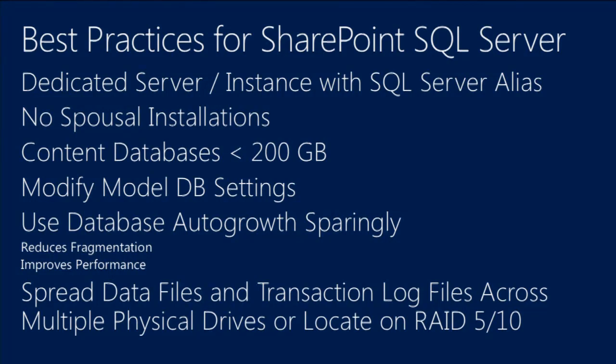Modify your model DB and your temp DB on the initial size and the auto growth settings. And for the temp DB, make sure that is in simple recovery model, because you want that to get flushed because you don't care what's in there. It's just for slicing and dicing. The auto growth is more of an insurance policy. You don't want to set the initial size to be small. It'll grow, it's okay, but when it grows, it decreases performance, and it also increases fragmentation. So you don't want to rely on the auto growth. Spread your data files and transaction log files. Try to put them on separate drives.